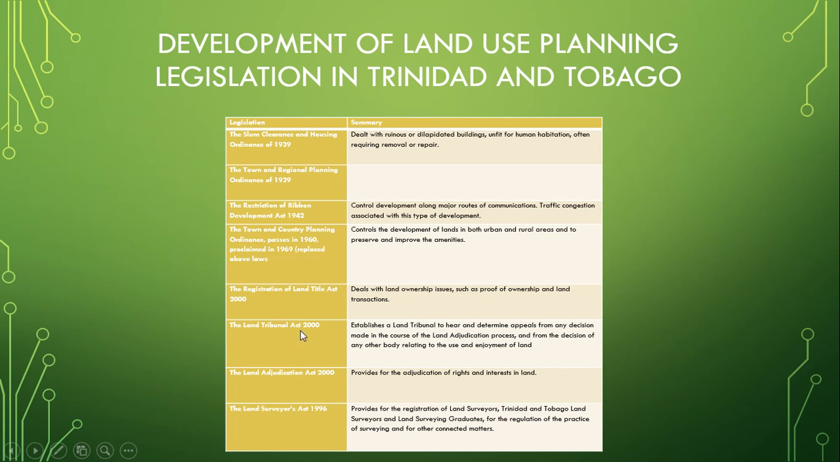Additionally, we have the Land Tribunal Act, and this one really has to do with addressing issues of appeals and decisions regarding land adjudication. So this act works in conjunction with the Land Adjudication Act, and again this has to do with land conflicts. So we have many different pieces of legislation that play an important role in the land use planning process in Trinidad. So I would like each of you to take some time just to become familiar with some of these pieces of legislation.